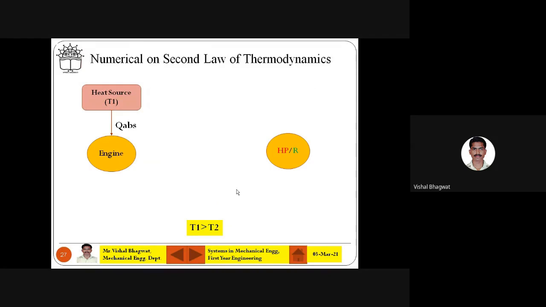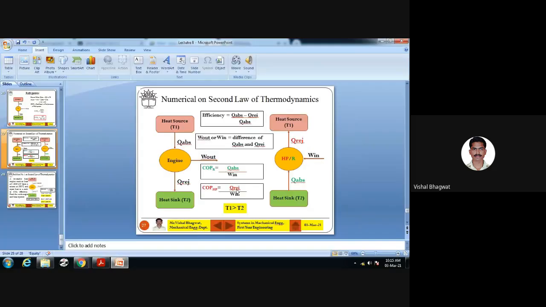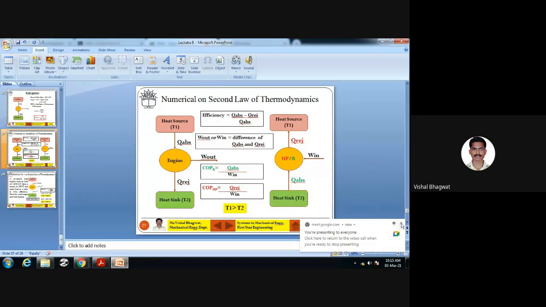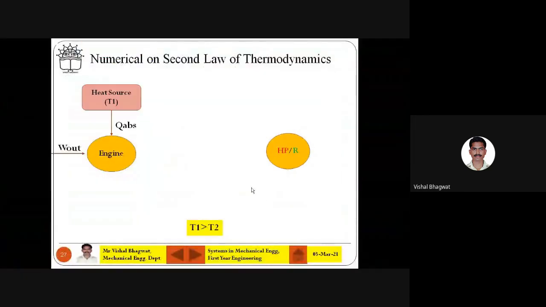Okay. So heat engine, again this is a revision of a few slides. So the engine is receiving energy from a high temperature body, Q absorb. It will produce some work output, and there will be some losses, Q rejected, Q2. So work output is always Q1 minus Q2 or Q absorb minus Q rejected. Fine. So this is heat engine, and then there is a difference between heat engine and heat pump.